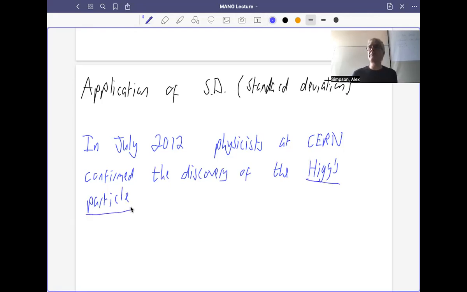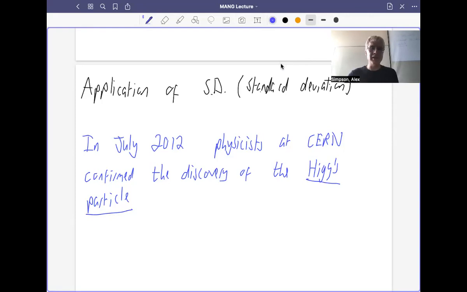And actually, this news had been brewing for a while, so everyone was quite excited about it because this was the missing piece in the Standard Model that had not yet been discovered. Every so often in the newspapers, we were told they're getting closer to a discovery, and eventually in July 2012 they announced a discovery.